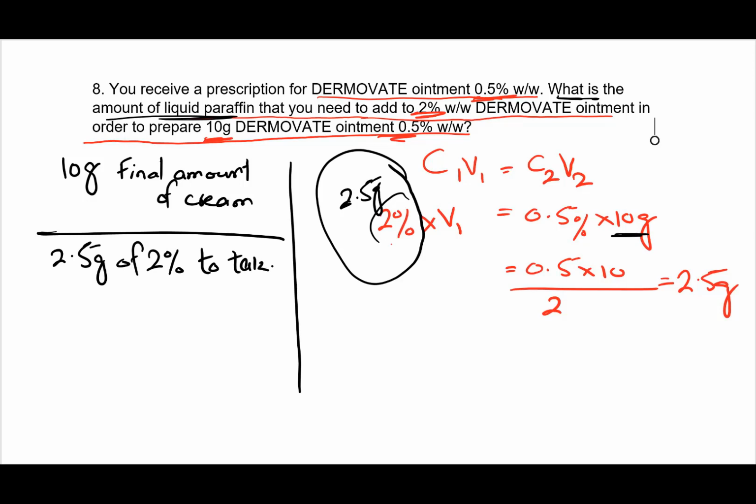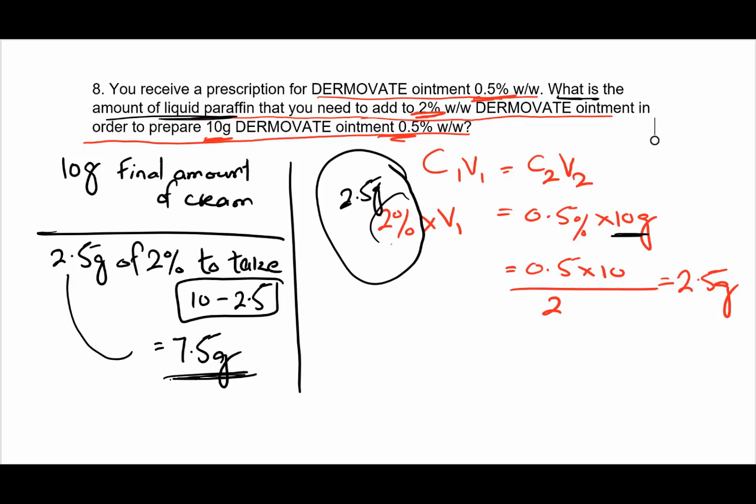And because I have to make it up to 10 grams, so simply 10 minus 2.5, that's 7.5 grams. So that means I will take 7.5 grams of liquid paraffin, and I will mix it with 2.5 grams of 2% cream, and the final product will be 10 grams, and its concentration will be 0.5%.